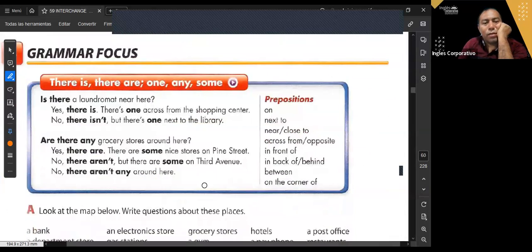So here you have in the grammar focus, so you have there is, there are, one, any, and some, right? So you're going to listen to this part about the grammar focus. Give me a second.